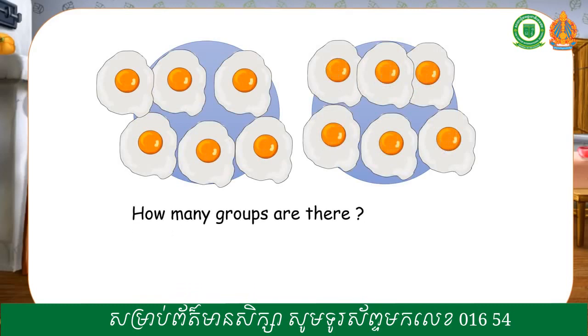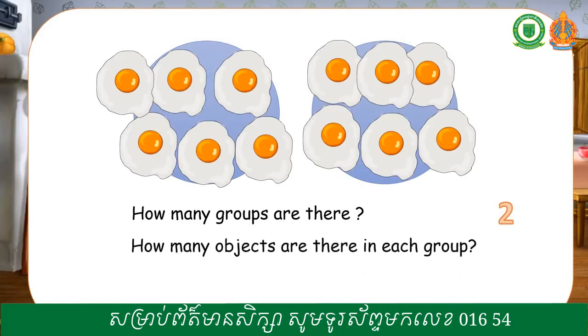How many groups are there? There are 2 groups. How many objects are there in each group? There are 6 objects in each group. 2 groups of 6.